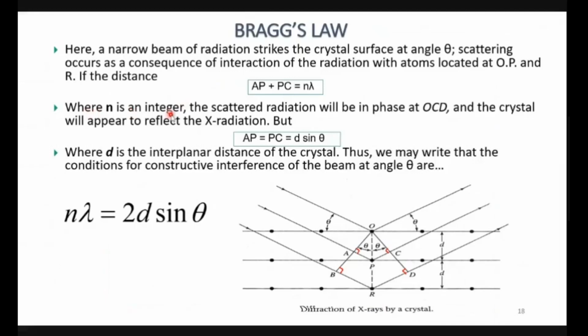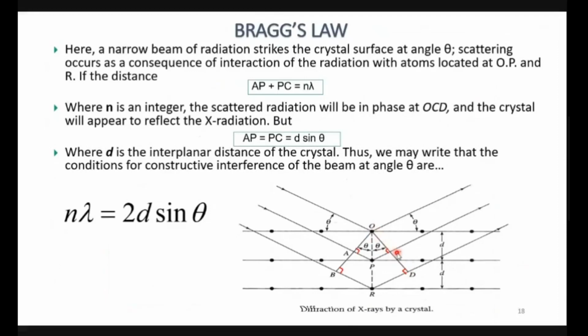Now, where n is an integer, the scattered radiation will be in phase at OCD. अगर वो condition fulfill होता है, then only there will be constructive interference at OC. Similarly, if BR plus RD is equal to m lambda, there will be constructive interference throughout at the OCD wavefront. And if that happens, the crystal will appear to reflect X-ray radiation. Only in that case, it will appear that the crystal is reflecting the X-ray radiation.